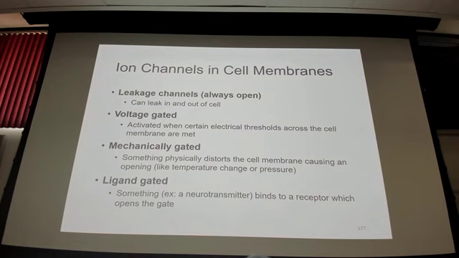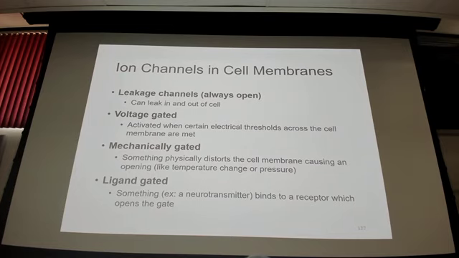How do these things move across the cell membrane? What are the doorways they use? If you see plasma membrane or cell membrane, we're talking about the same thing. Plasma membrane and cell membrane are interchangeable. Leakage channels are exactly what they sound like. Things leak through, always open. It's like an open door, okay?